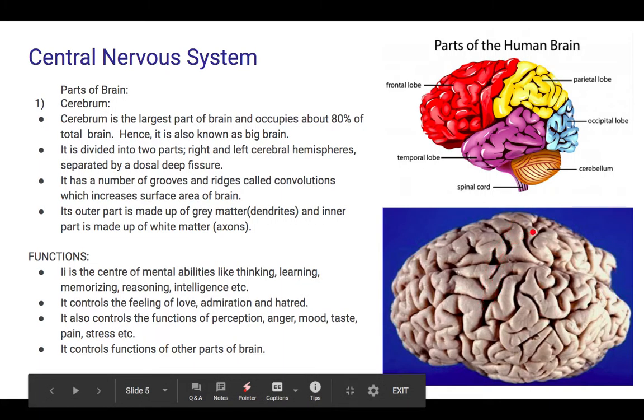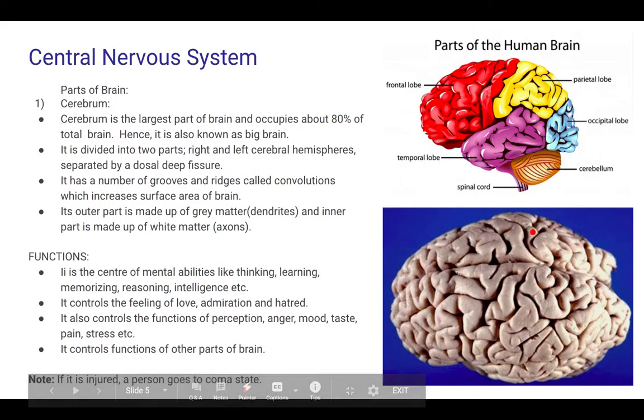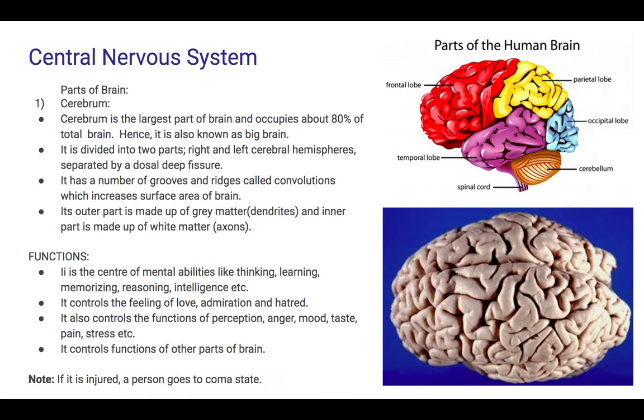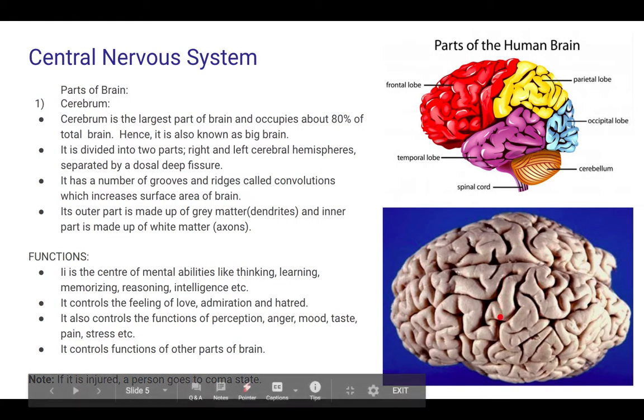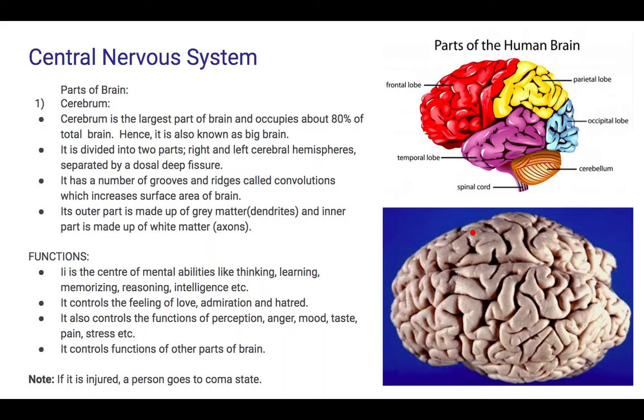For example, some persons are righty and some persons are lefty. So that is all because of which part of the brain is more active. Suppose if left part of your brain is active, then you are righty, and if right part of the brain is active, then you are lefty.